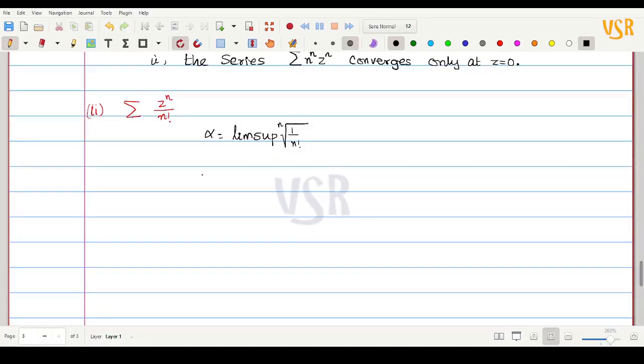போன கிளாஸில் we have proved this theorem. என்ன theorem அப்படின்னா, limit infimum of a_(n+1) divided by a_n is less than or equal to limit infimum of nth root of mod a_n, which is less than or equal to limit supremum of nth root of a_n, which is less than or equal to limit supremum of a_(n+1) divided by a_n. Of course a_n எல்லாம் positive எடுத்துக்கிட்டேன்.